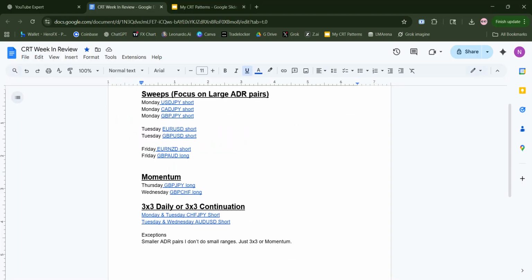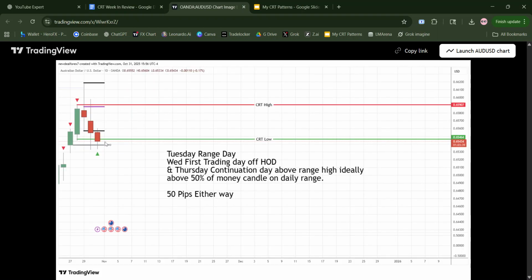Let's see, and then Aussie dollar short. So what do we got? 1, 2, 3 candles up. This candle here swept above the high, closed inside, and went to the downside. So Tuesday was the range day, and Wednesday was the first trading day off the high of the day. Thursday gave the continuation trade.